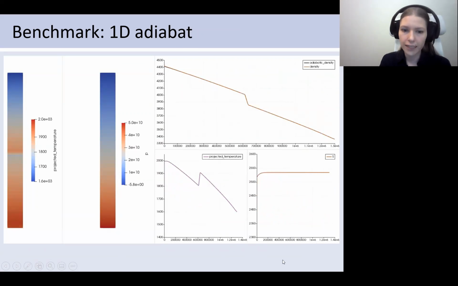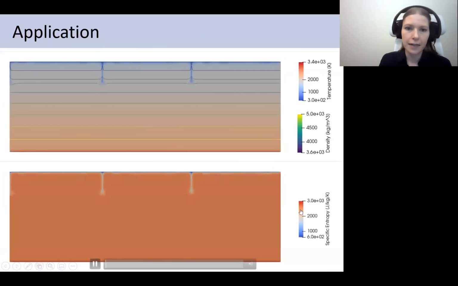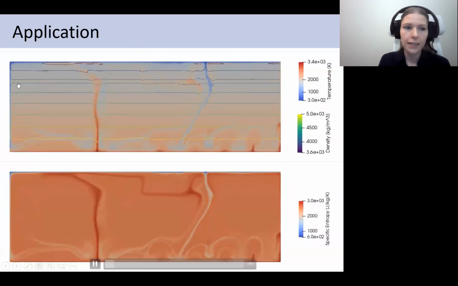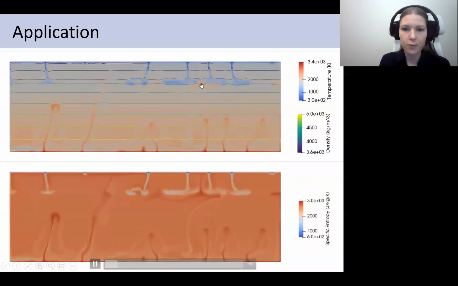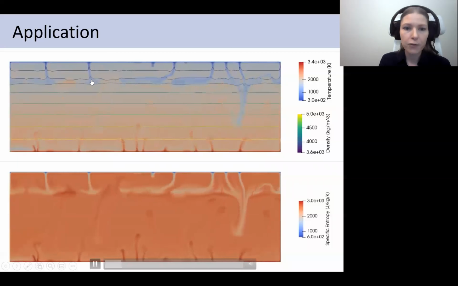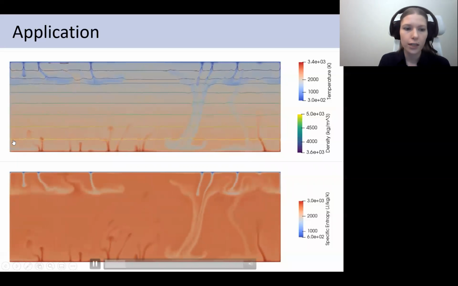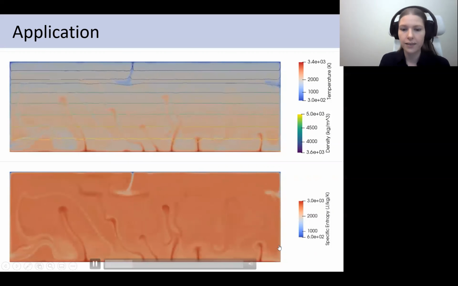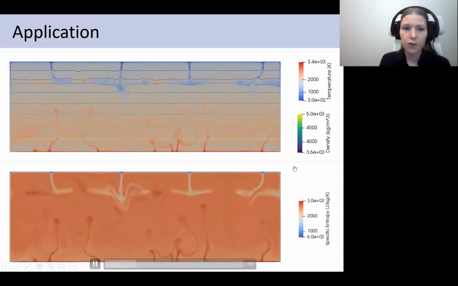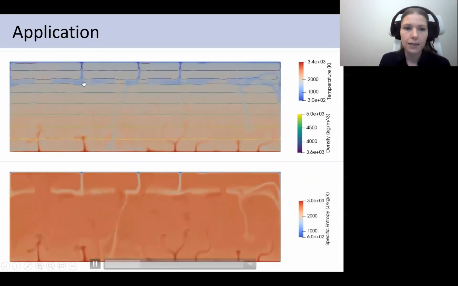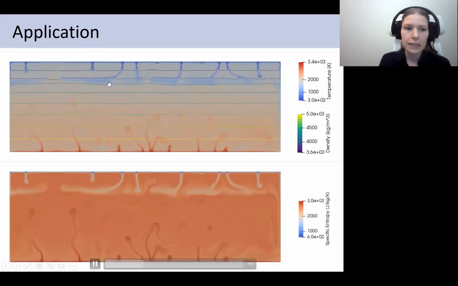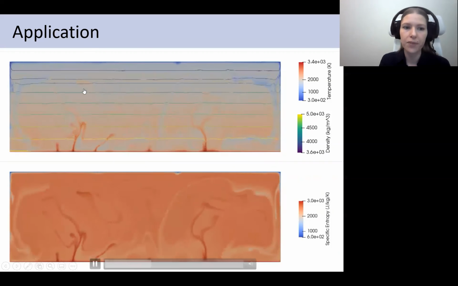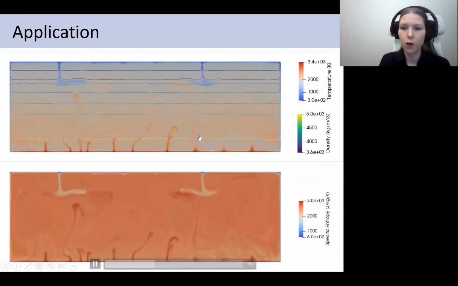We can also look at how this method performs in an application model. So in this model, we see it's a 2D convection model that has a very thin and strong phase transition that's in this depth region. At the top, we see the temperature, and as these contour lines, we see the density. At the bottom, we see the entropy in the model. And what we see is that both upwellings and downwellings, because of the thin phase transition, get impeded and stall as they reach this phase transition, and then only later in time the material moves upwards or downwards through the whole mantle.